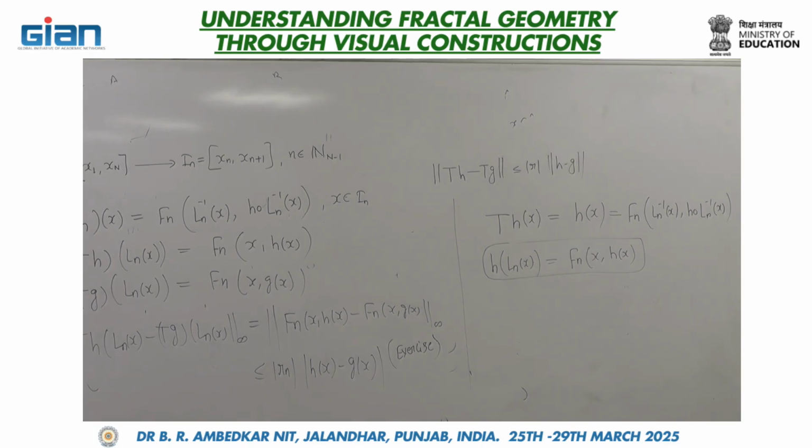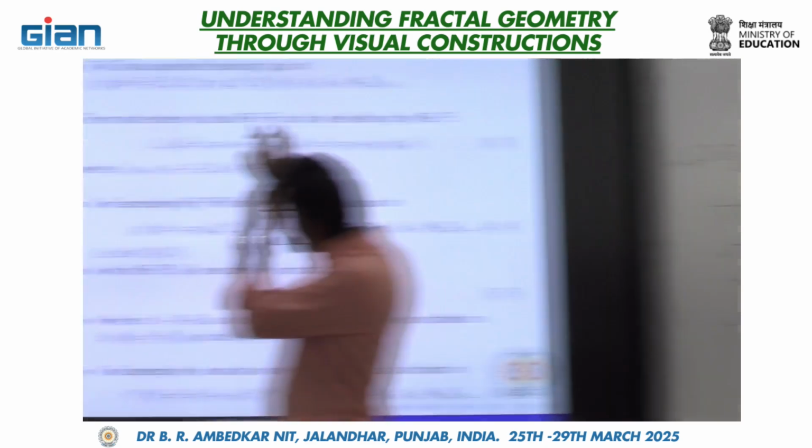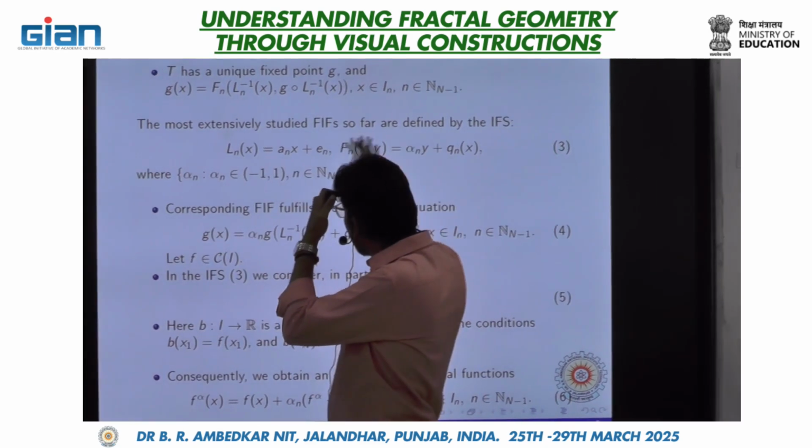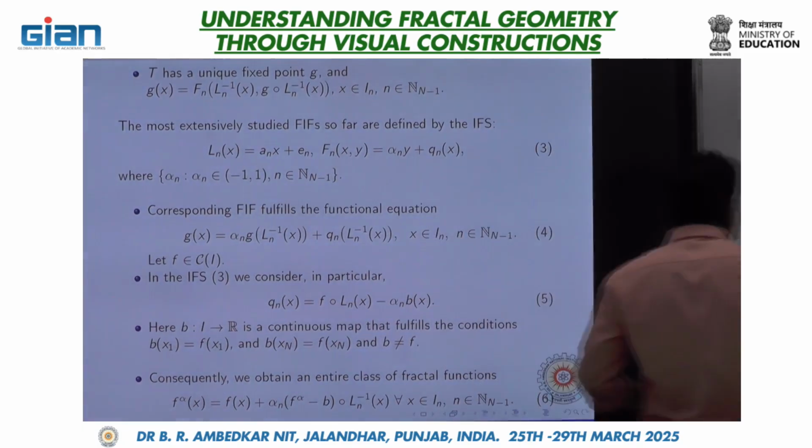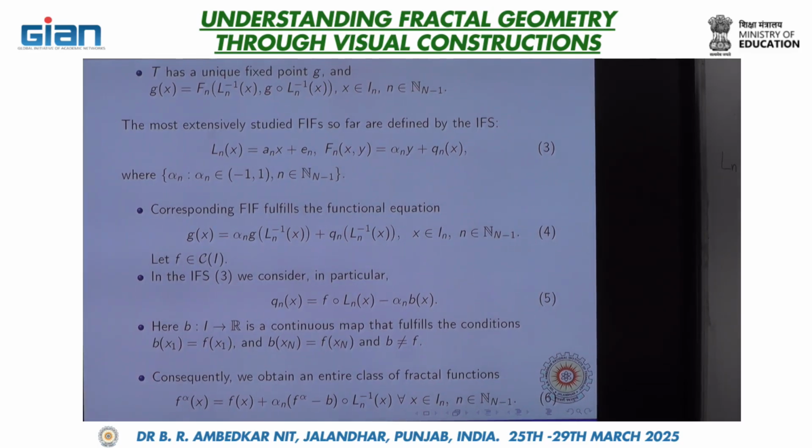Okay, so now here, most of the extensively studied fractal interpolation functions so far are defined by the IFS. They take Ln(x) equal to anx plus en, and Fn(x,y) equal to alpha n y plus qn(x), right? Then put this value here, then what will you get?